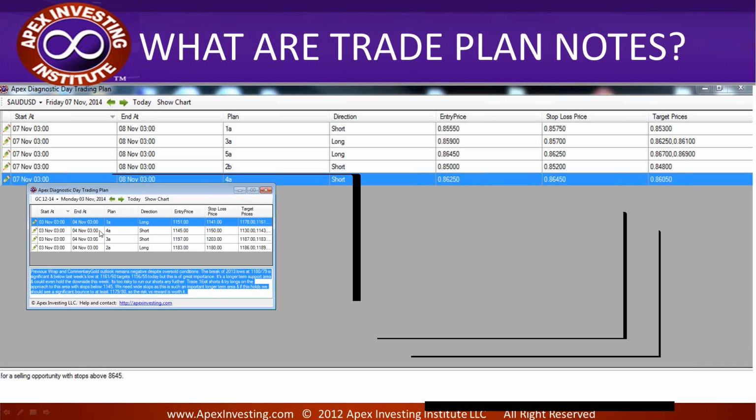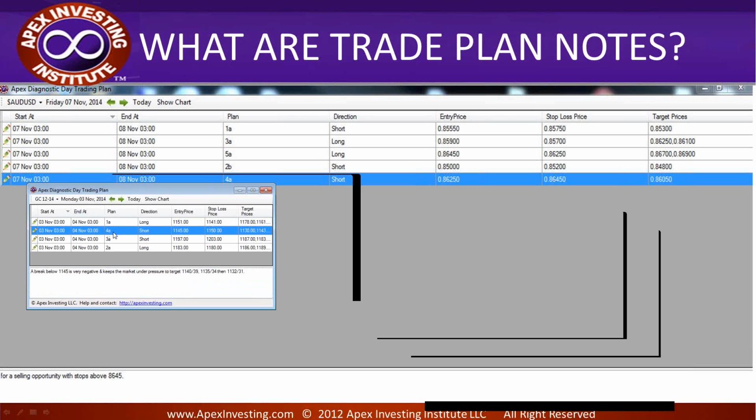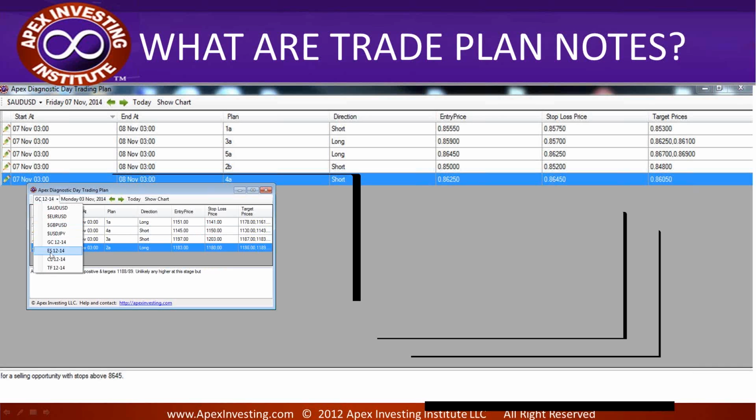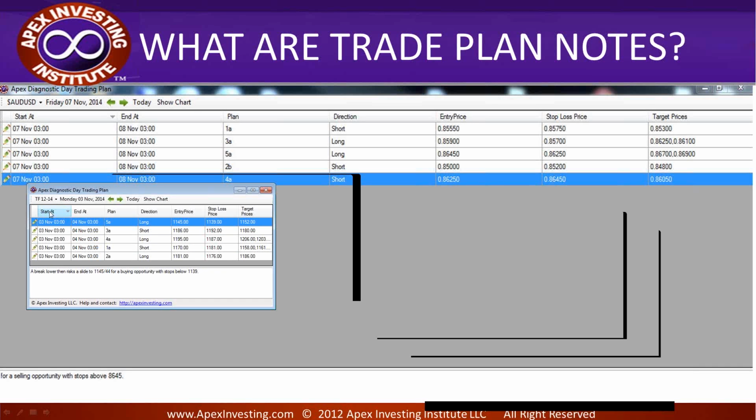So sometimes you have a lot of information. Sometimes you have a line of information. Okay? Break below 1145 is very negative. It keeps the market under pressure. Target 1140.39, 1135, 1134. Okay? So we can go in, we can pull up S&P, we can pull up Russell. So there's a lot of different markets we can pull up, and we can even open a chart on a variety of instruments to look at when we're trading it.